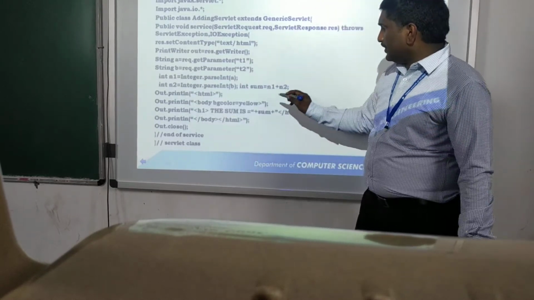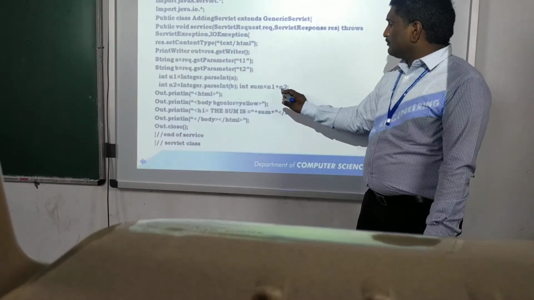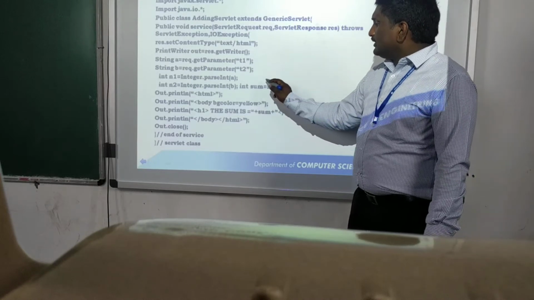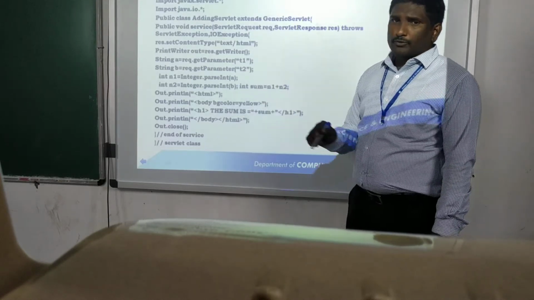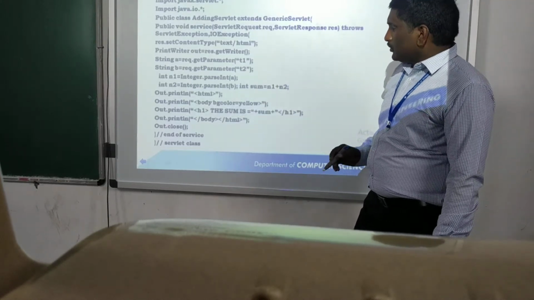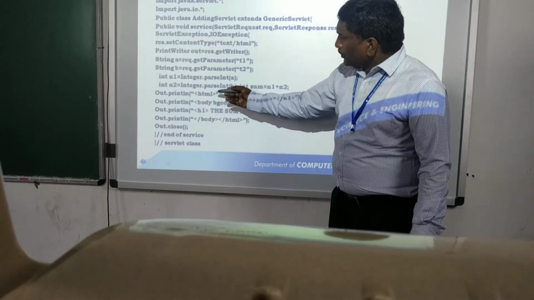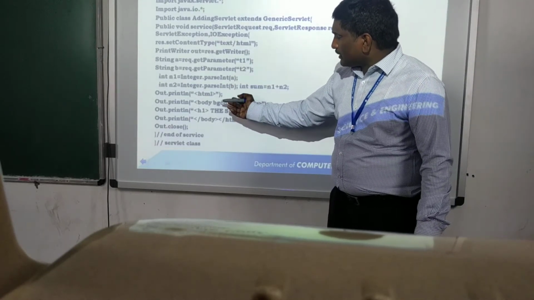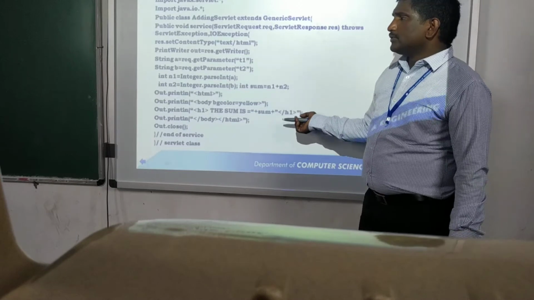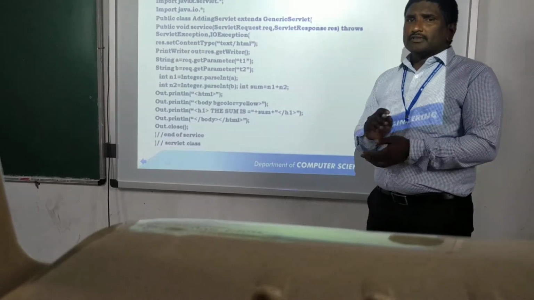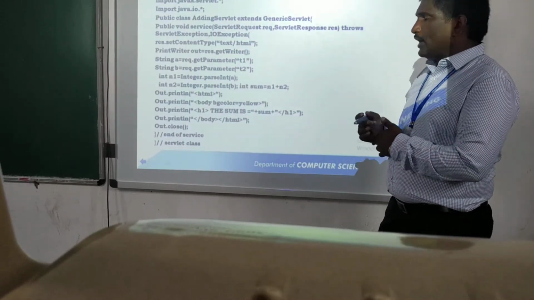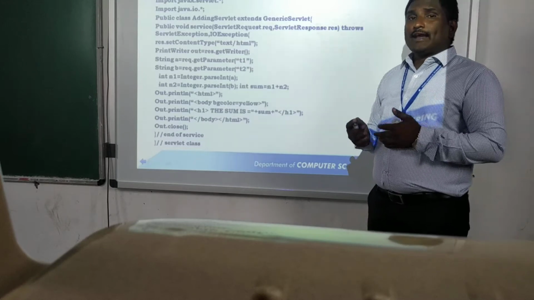The logic I have written here is sum = n1 + n2. This sum I am going to display to the end user. So this is the total output, using the out object. I have written some HTML tags, which are used to give the response by creating dynamic content.